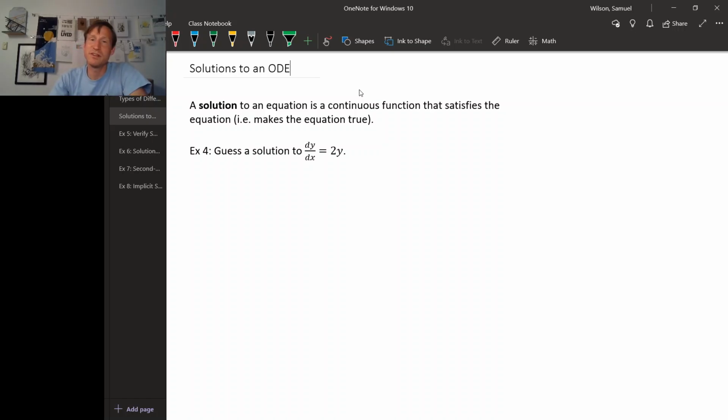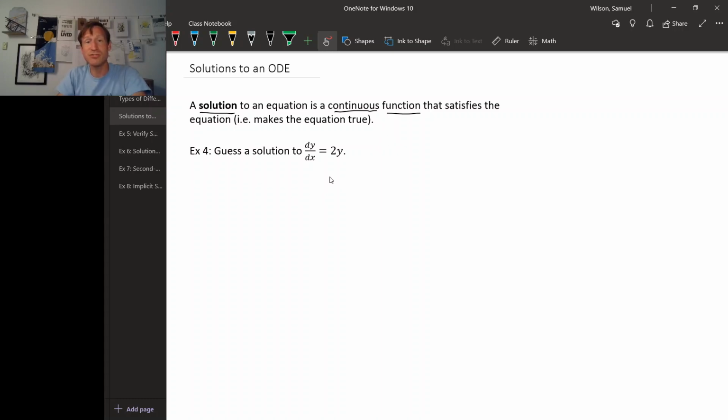Now we understand what a differential equation is. Of course, when you write an equation, usually what you want is a solution to the equation. And for a differential equation, remember the unknown thing is a function. So a solution to a differential equation is a function, and we'll require it to be a continuous function, that satisfies the equation. In other words, it makes the equation true.